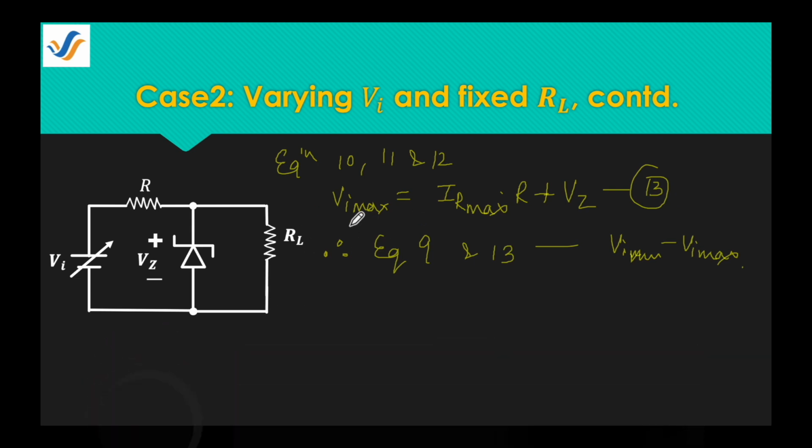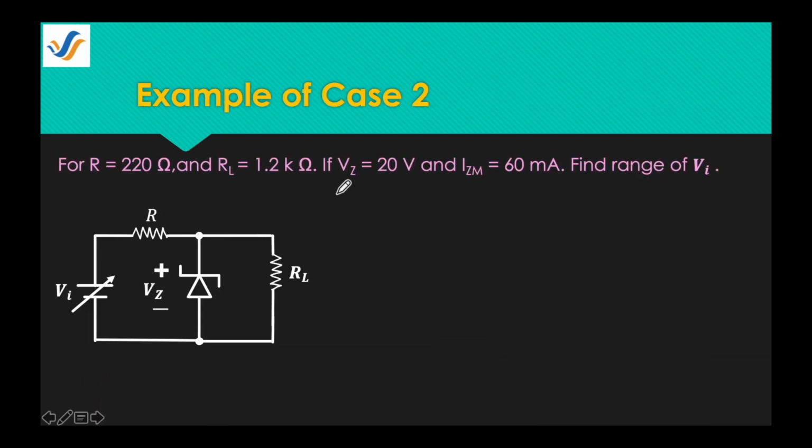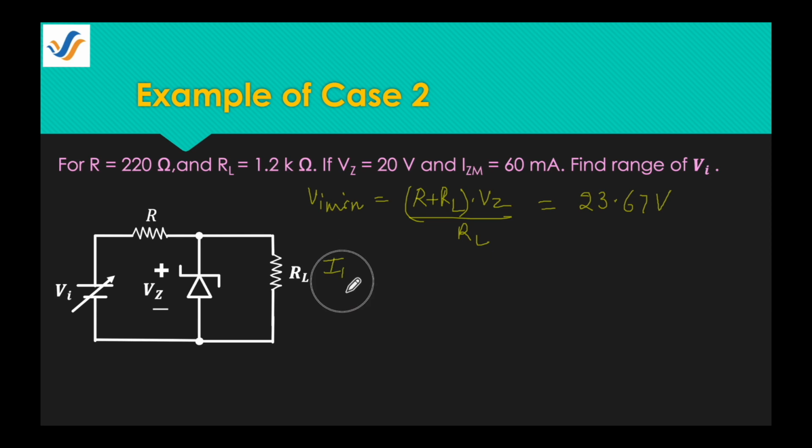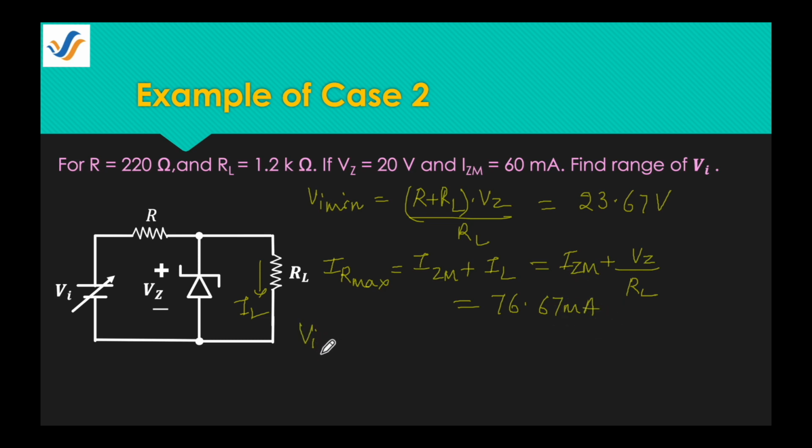After the analysis, let's solve a numerical based on it. For this resistance and load resistance value, the VZ is given, and IZM is given. We need to find the range of input voltage. So VI minimum, on substituting the values, comes out to be 23.67 volt. For the upper range of input voltage, first we need to find the IR maximum, which is given by IZM plus IL. Putting in the values, IR maximum is 76.67 milliampere. Using this, the maximum input voltage is 36.867 volt. So this is all about the working of a Zener diode as a voltage regulator.